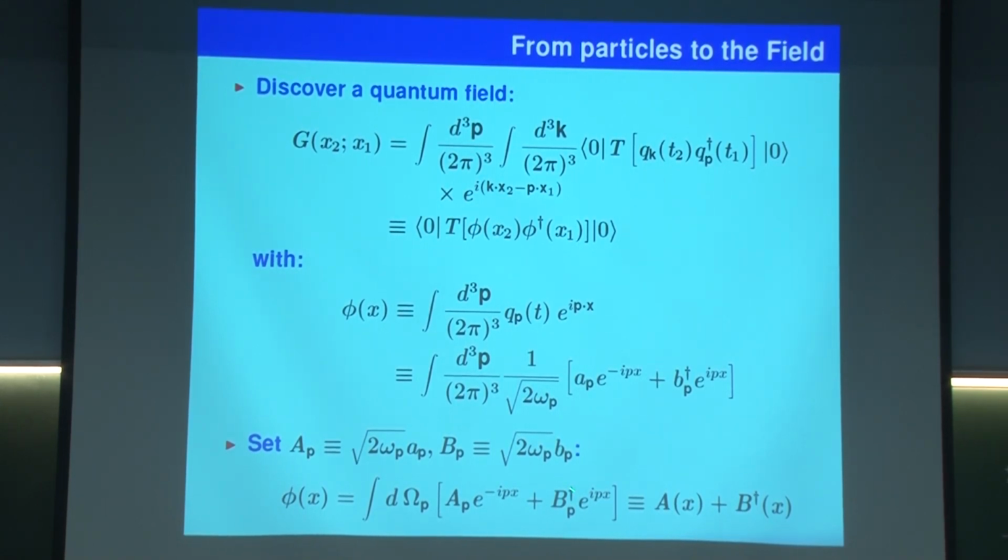You can take the dagger off, and then that is B_p times e to the ipx. Both are perfectly Lorentz invariant fields. They both have e to the minus ipx kind of behavior, and those of you who know the Klein-Gordon equation will immediately see that these modes satisfy it, because e to the ipx is a solution to the Klein-Gordon equation. So, I have two fields, A and B dagger, and their sum gives you this phi.